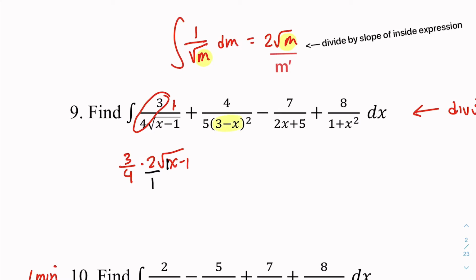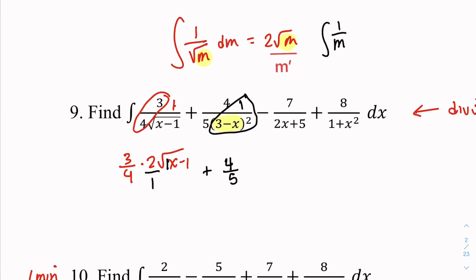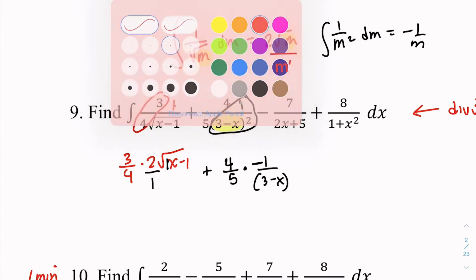So in the second term, let's do the same thing. This is the inside expression, okay? So what should we copy down? 4 over 5, and we should view this as 1 over monkey squared. The integral of 1 over monkey squared, if you recall, is negative 1 over monkey. So we're going to multiply by negative 1 over monkey, which is 3 minus x. What's the slope here? It's also negative 1. So what I'll do is I'll just make this a positive.